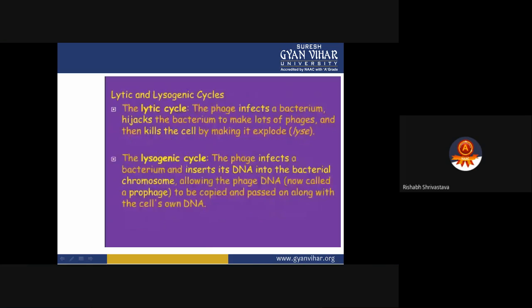The lytic cycle and the lysogenic cycle. In the lytic cycle, the phage infects the bacterium, hijacks the bacterium to make lots of phages, and then kills the host cell by exploding it, or by lysis. In the lysogenic cycle, the phage infects a bacterium and inserts its DNA into the bacterial chromosome. This allows the phage DNA, now called a prophage, to be copied and passed on along with the cell's own DNA.